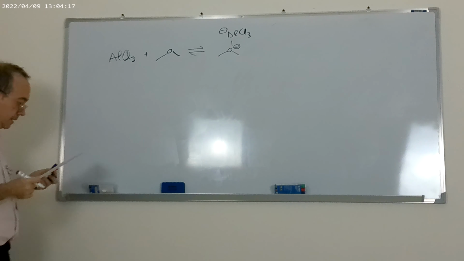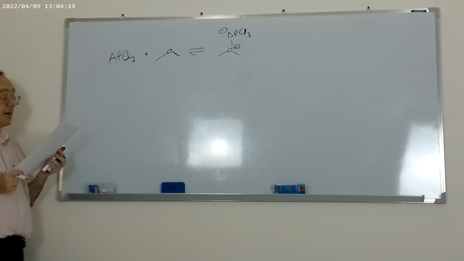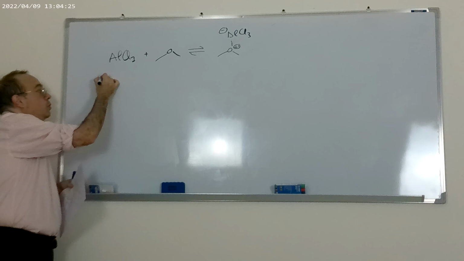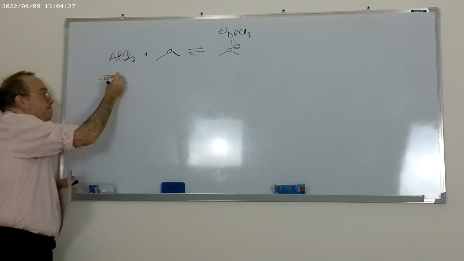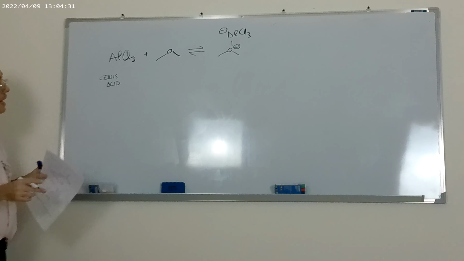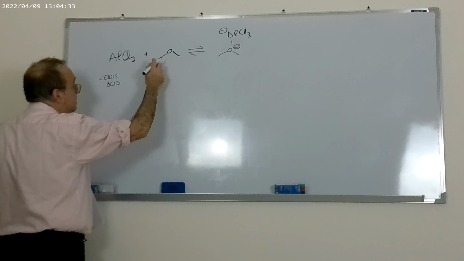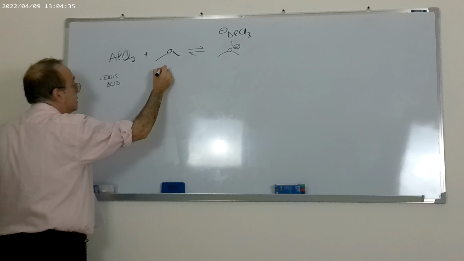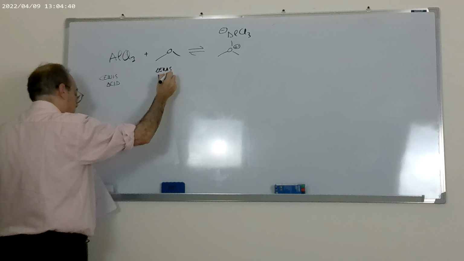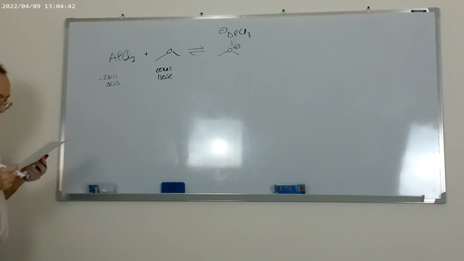Okay? And they are following the Lewis acid theory. Aluminum chloride is a Lewis acid, while the dimethyl ether is a Lewis base. Okay?